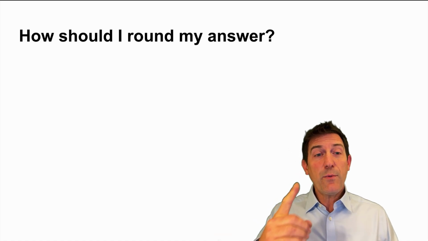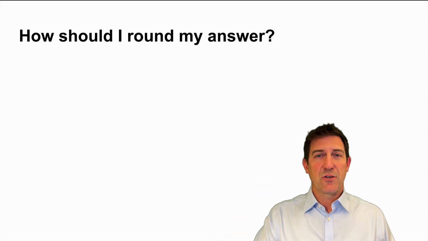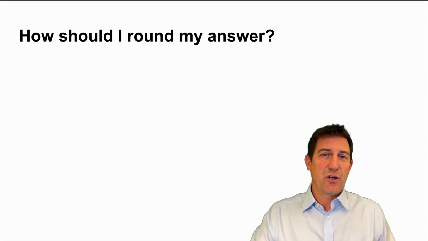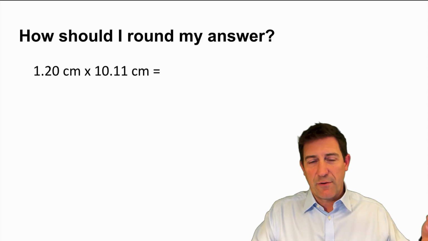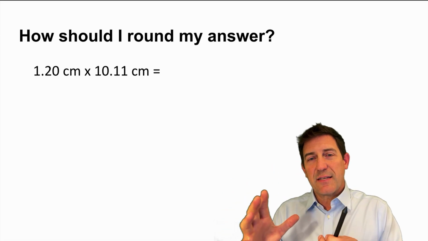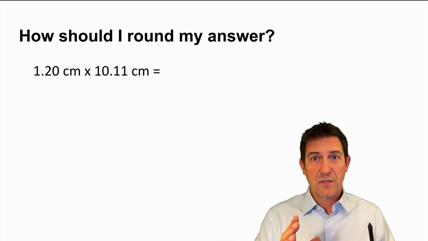Now, here's the thing. Why do we use them? The question comes up all the time: how should I round my answer? Like, what should I round my answer to? But you can't answer that question generically and just say, well, round it to a few places, because the correct answer in science and engineering is to round it to the correct number of significant digits.